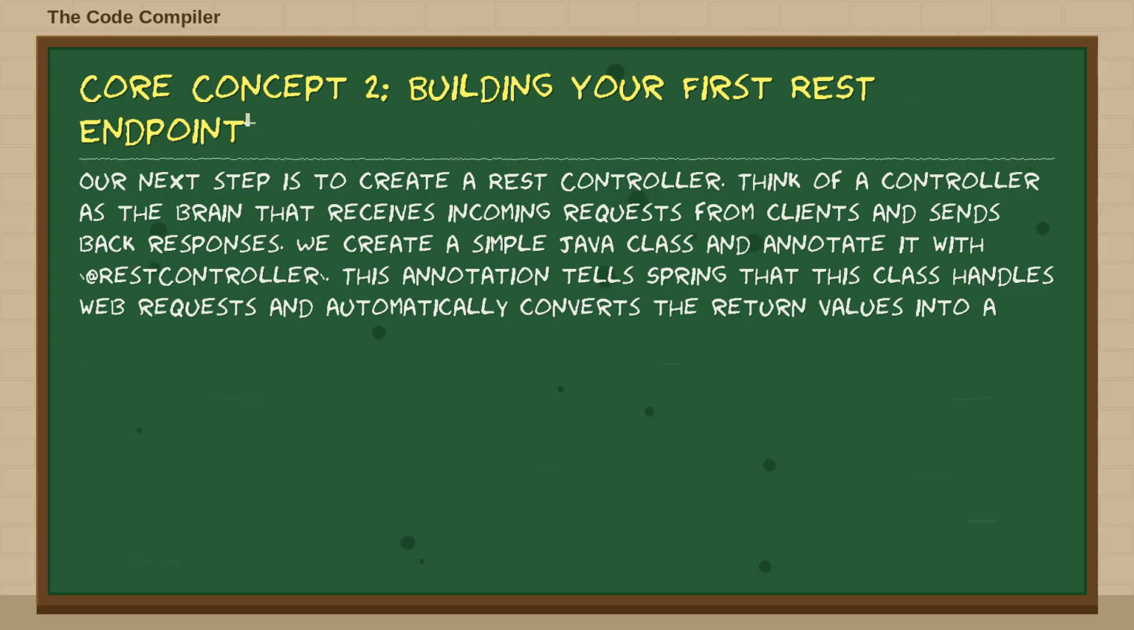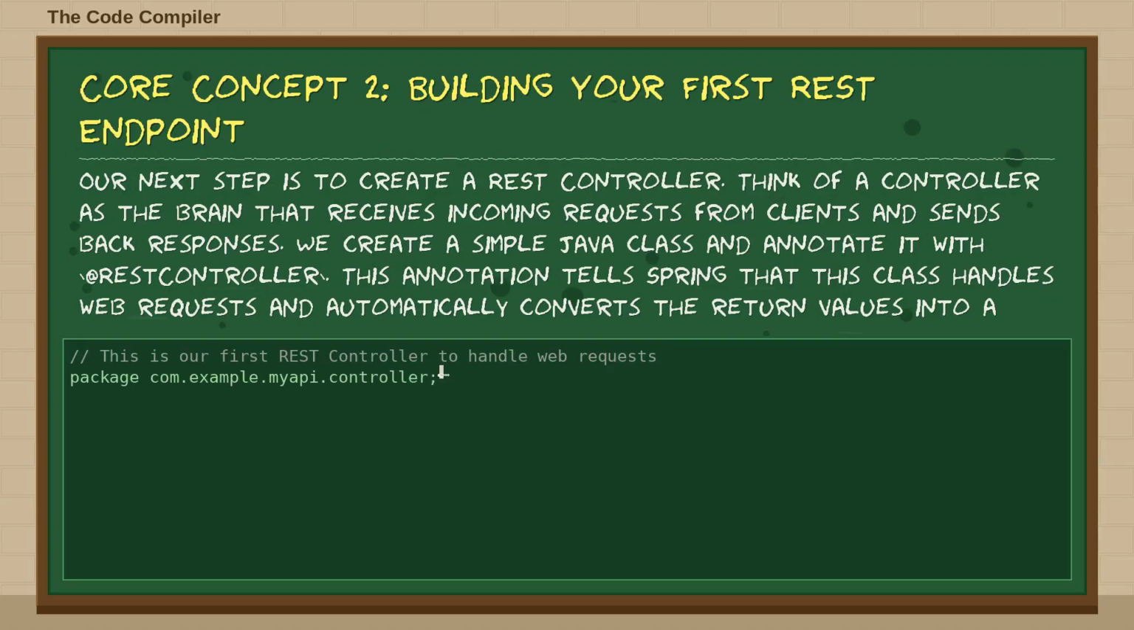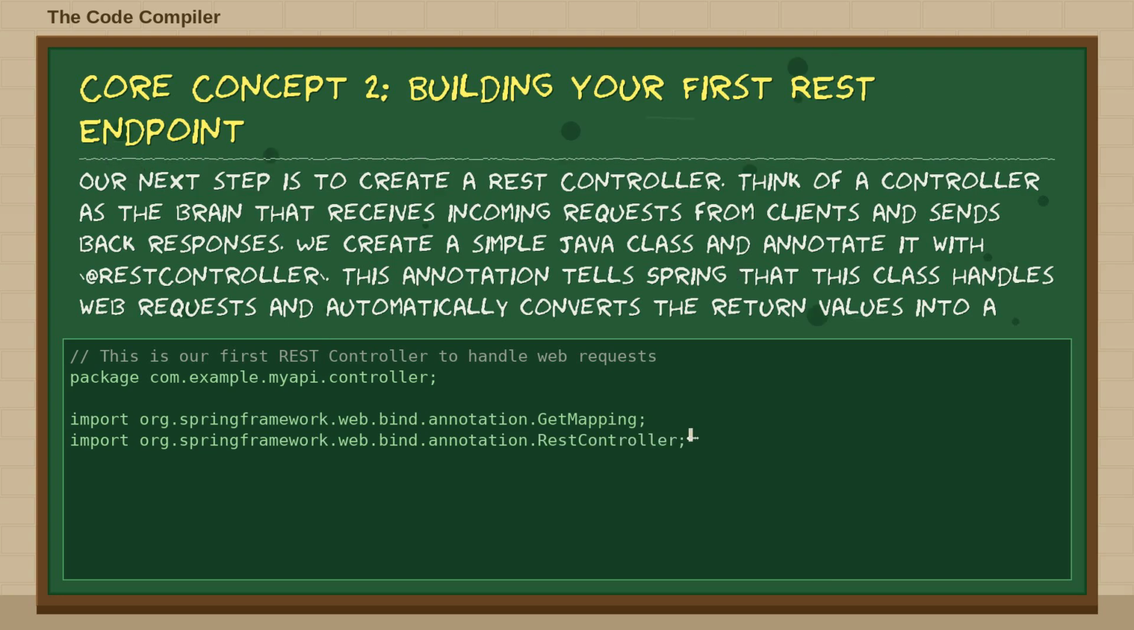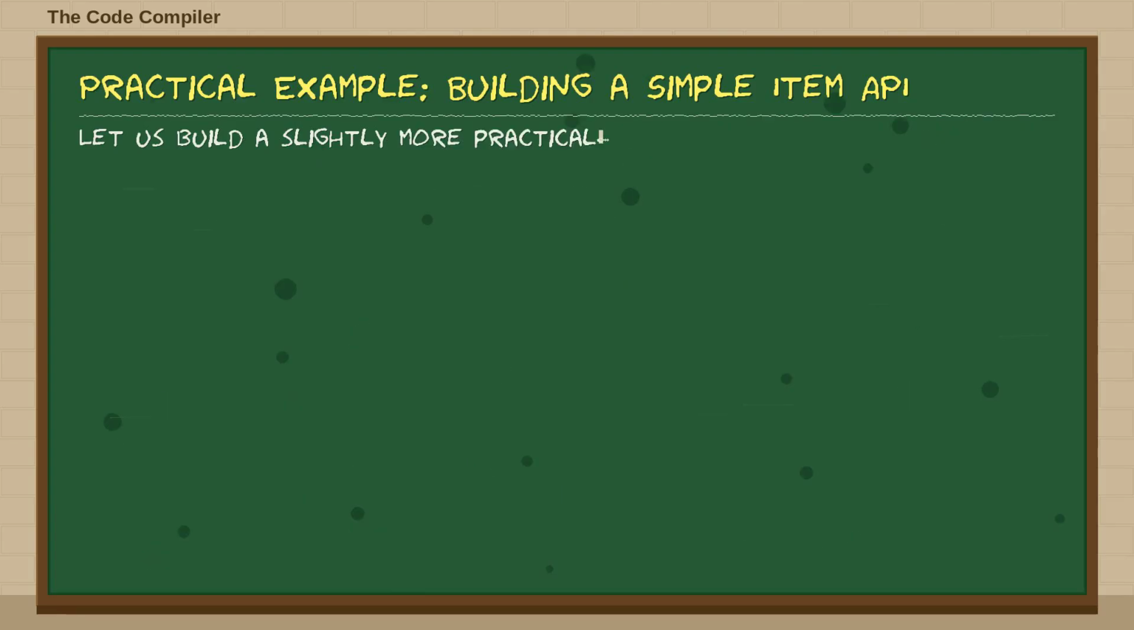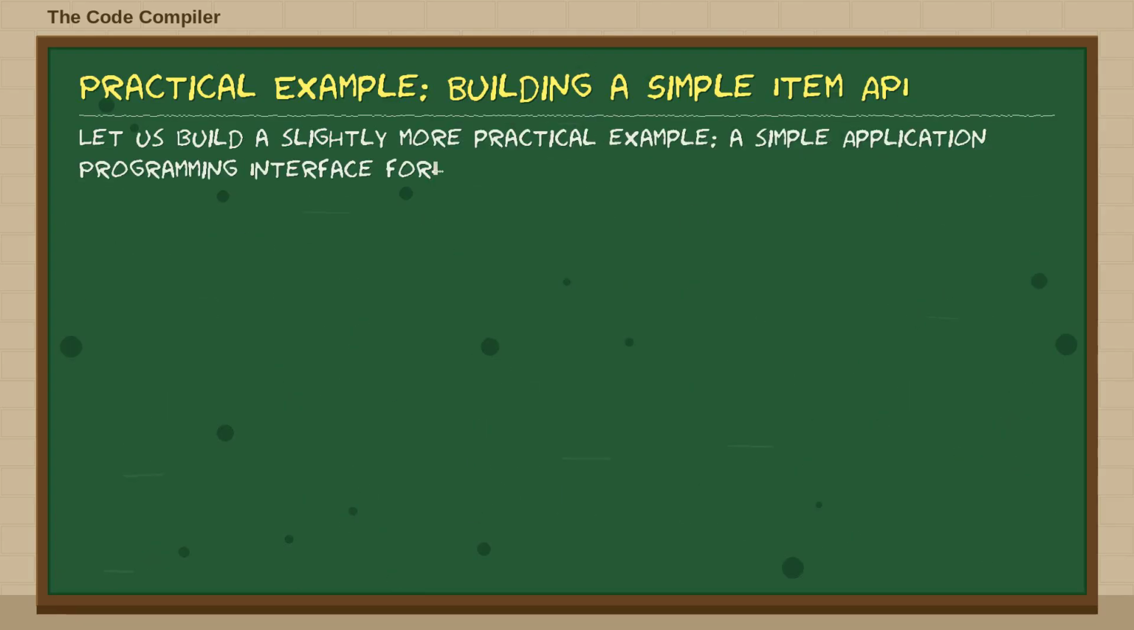Inside this controller, we define methods that map to specific uniform resource identifiers using annotations like @GetMapping. For example, @GetMapping("/hello") means this method will execute when someone accesses the hello path via an hypertext transfer protocol GET request. This method will then return a simple string, which Spring Boot automatically sends back as the response. It is very straightforward.